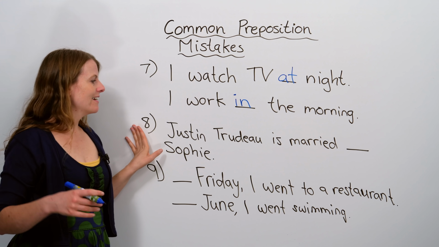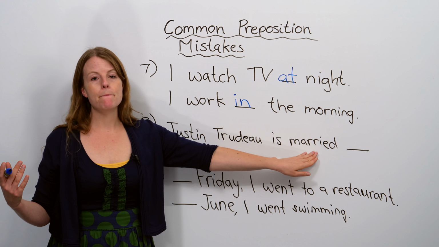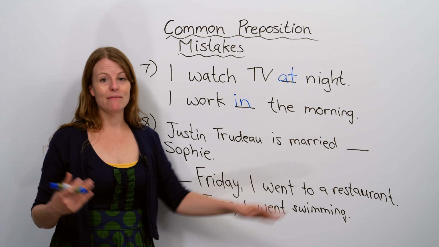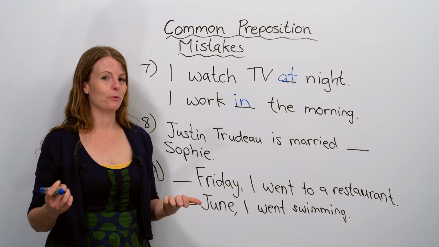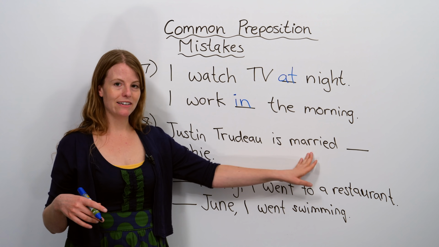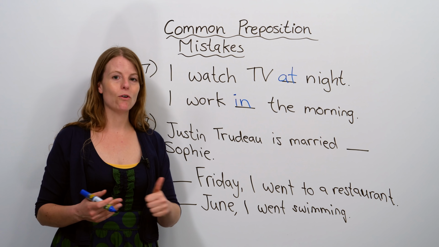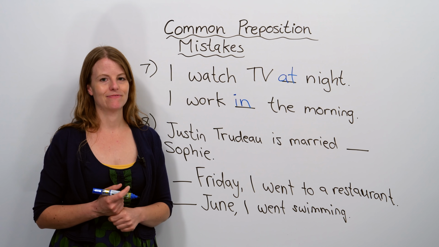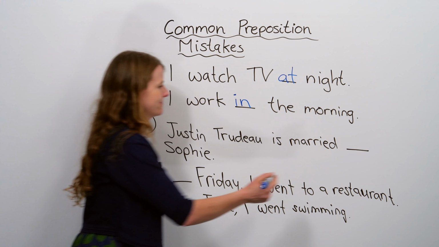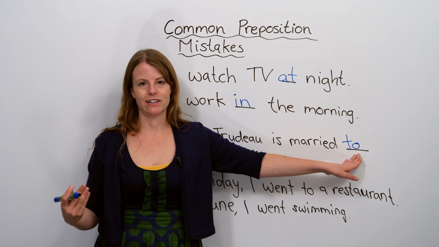Okay. So now let's look at another example of a common mistake people make. It's with this word married. So when we're talking about people who are married, there's a preposition we need to use. Let's look at our example. Justin Trudeau is married Sophie. Do you think it's with Sophie or to Sophie? Justin Trudeau is married to Sophie. Okay, so married to someone.